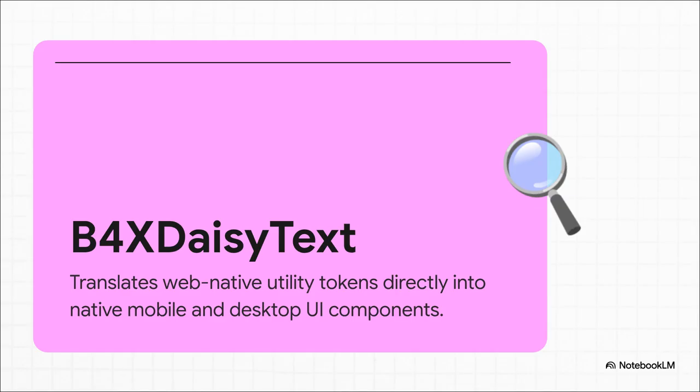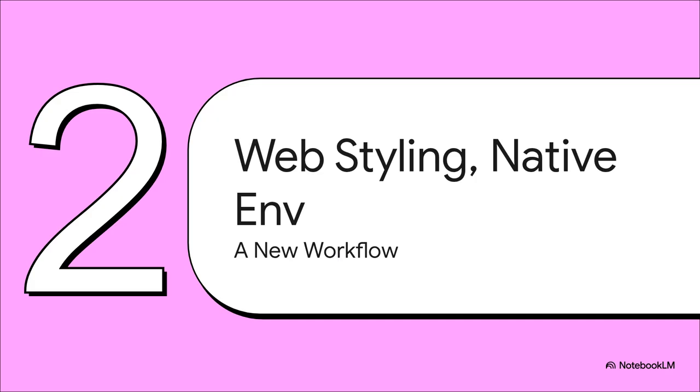Think of it as a real-time translation layer. It's a custom class where you just type in those familiar web-native utility tokens, standard Tailwind sizes or DaisyUI semantic colors, and it instantly translates them right into native UI components. It's literally the speed of web development combined with the raw performance of native code. Moving on to part 2, web styling in a native environment.